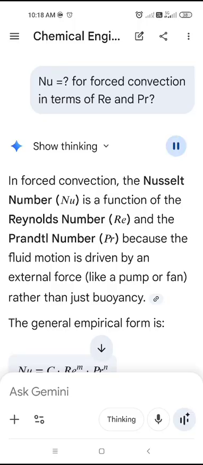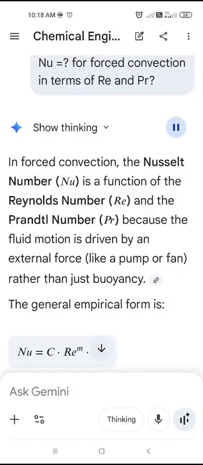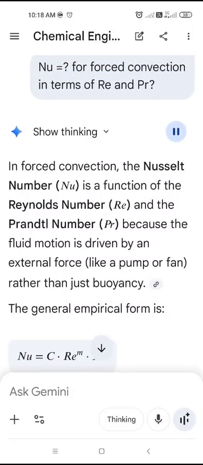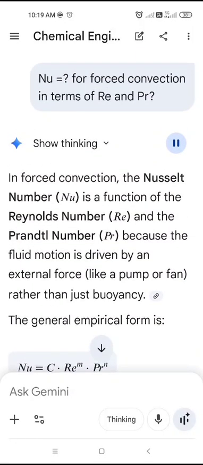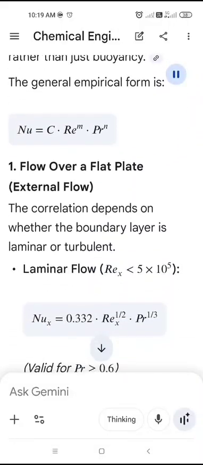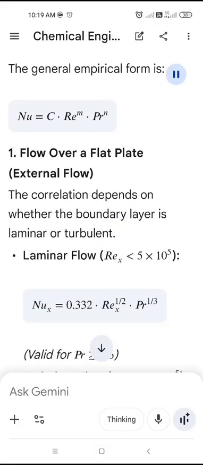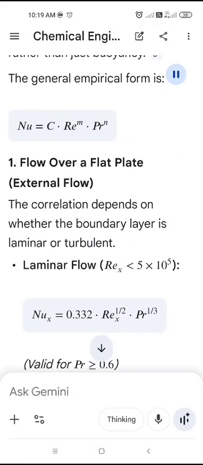In forced convection, the Nusselt number, Nu, is a function of the Reynolds number, Re, and the Prandtl number, Pr, because the fluid motion is driven by an external force, like a pump or fan, rather than just buoyancy. The general empirical form is as follows. 1. Flow over a flat plate, external flow. The correlation depends on whether the boundary layer is laminar or turbulent.